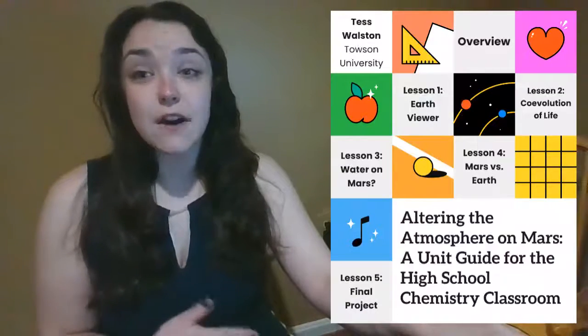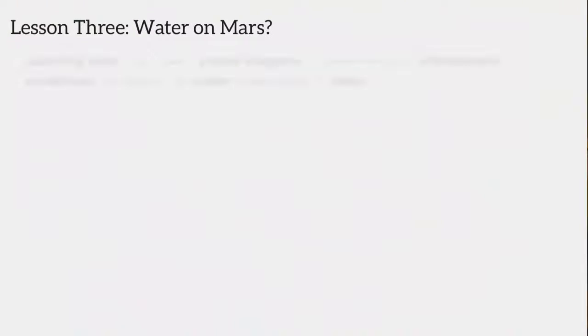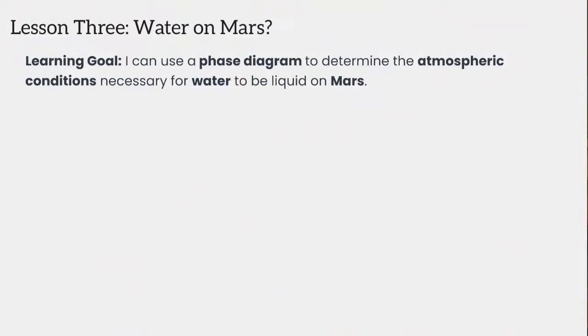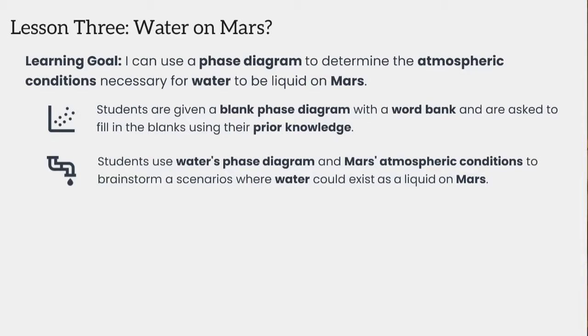Now that students understand how the events on Earth changed our atmospheric conditions, they're able to compare it to Mars. In Lesson 3, students will be able to use a phase diagram to determine what atmospheric conditions are necessary for water to be liquid on Mars. Students first use their prior knowledge to fill out a blank phase diagram. After a class discussion where the students can have their misconceptions addressed, they will then compare Mars's atmospheric conditions to a phase diagram of water to determine a way to make water exist as a liquid.